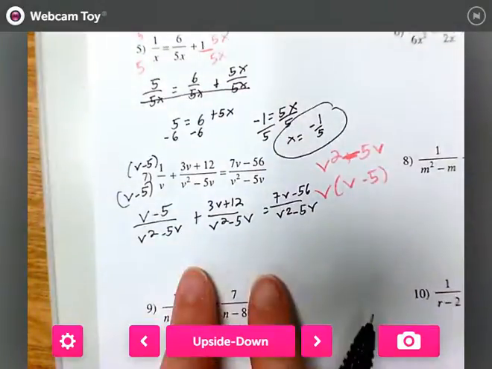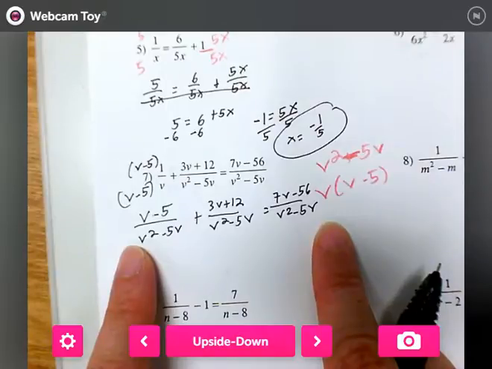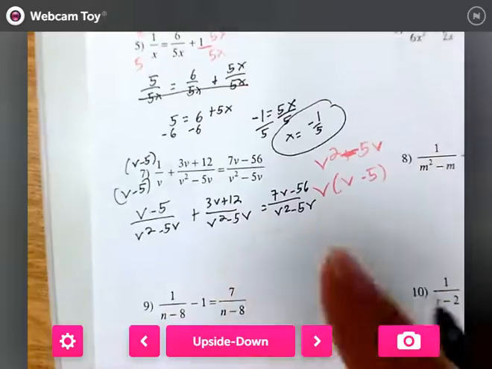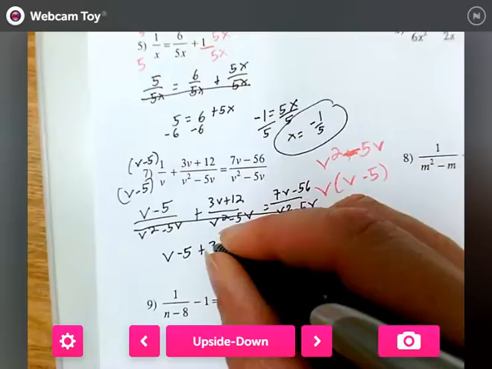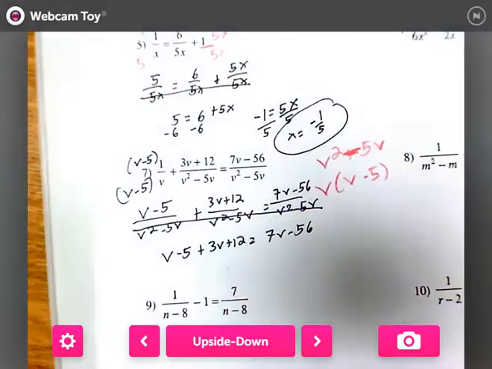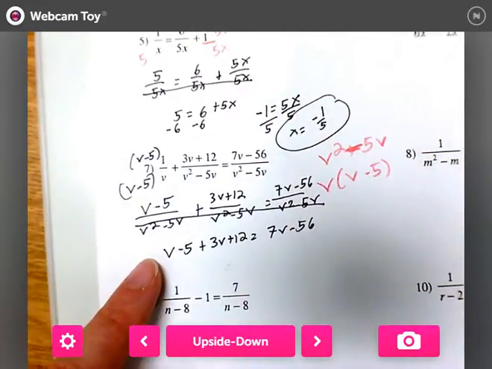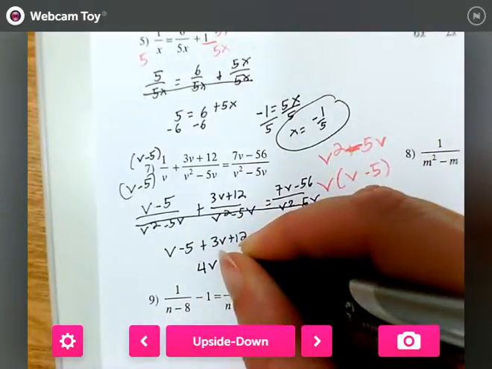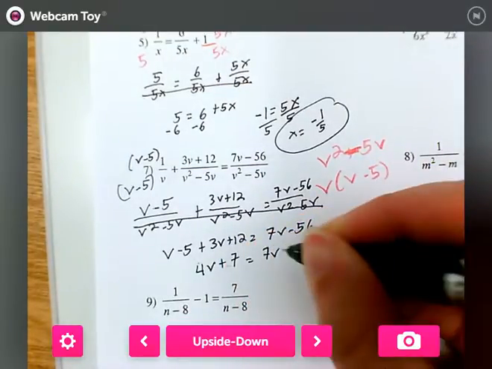I do this, guys. I do this step right here, not because I have to. You don't have to put this step right here down. I do it to make sure, yep, I definitely did the bottom right. They're all the same. Because then I can just cancel this out, and I'm left with v minus 5 plus 3v plus 12 equals 7v minus 56. First thing I'm going to do is I'm going to do what on this left-hand side? Combine like terms. I've got 4v plus 7 equals 7v minus 56. What do I do now?